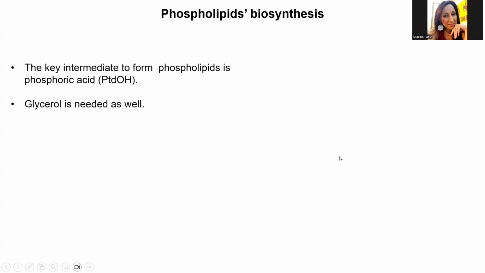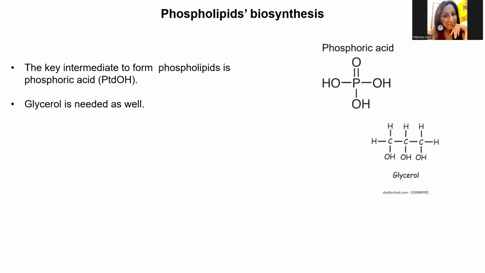So, how are phospholipids made? Now that we know the components, like glycerol, fatty acids, and phosphate, let's see how they are made. The key intermediate to build the phosphate is phosphoric acid. That's what we have to have. Logically, we will also need glycerin. So these are the first two components that you need to build phosphate.